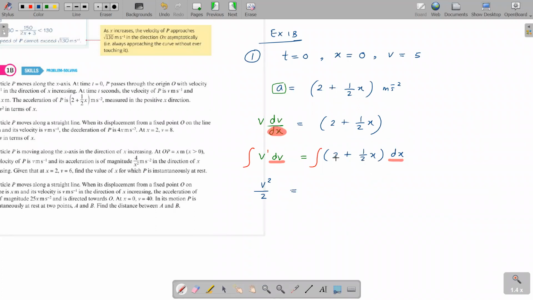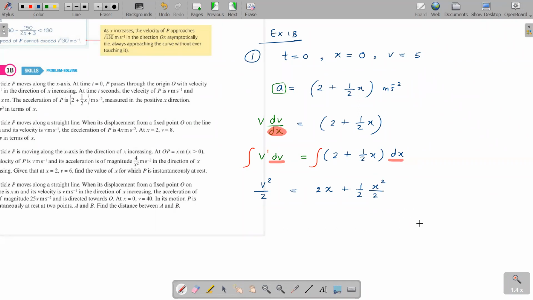What happens when you integrate 2 with respect to x? When you integrate, you get 2x, right? When you integrate a constant, you know, it doesn't disappear. It becomes 2 times x. This is P1 integration. Okay, so plus half. What happens when you integrate x with respect to x? You get x square over 2. You add 1 to the power and divide.